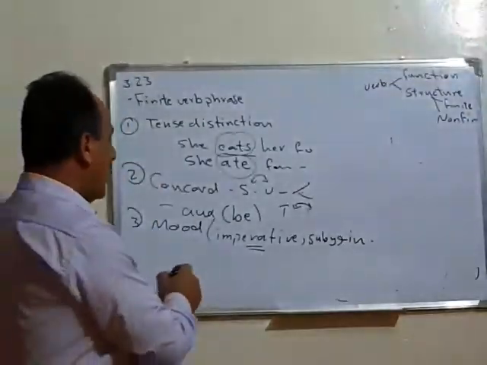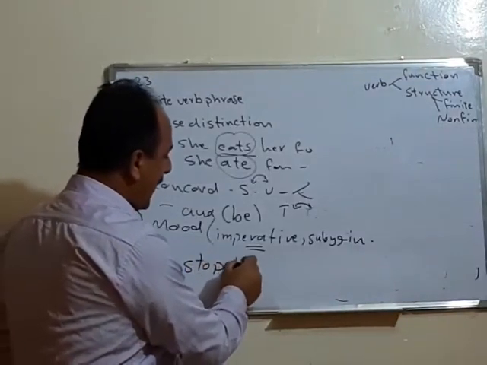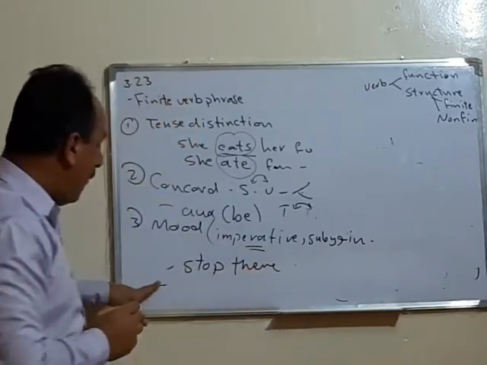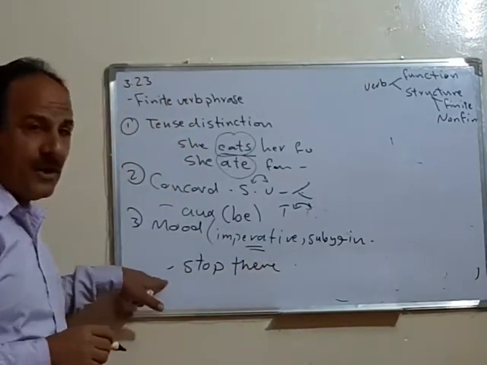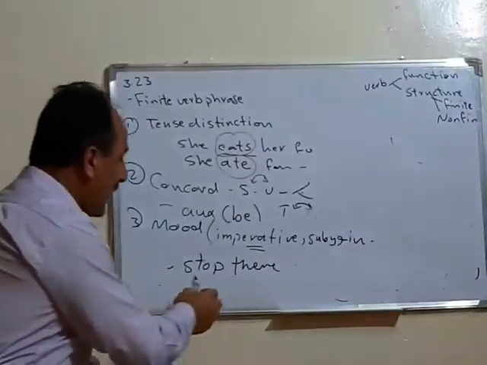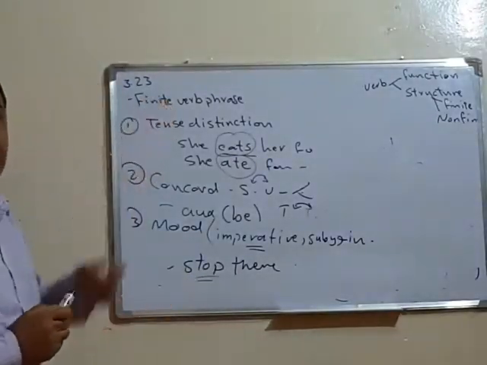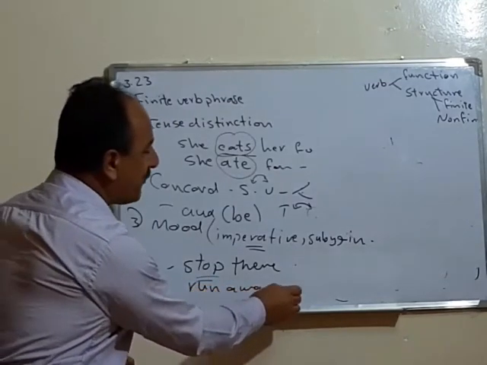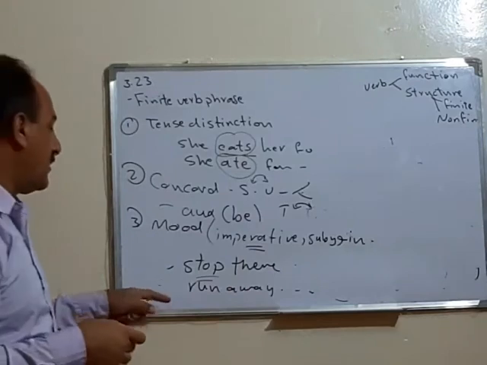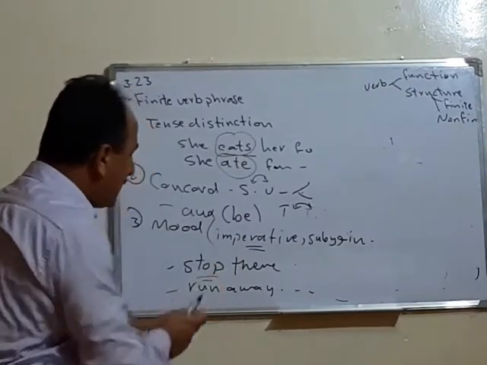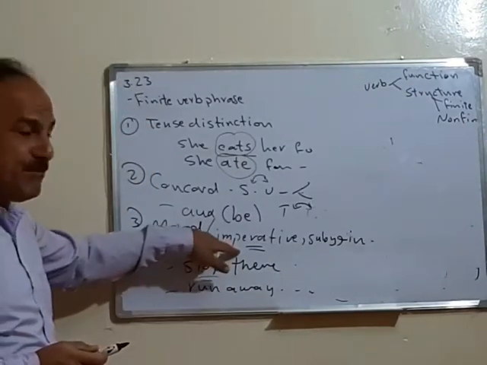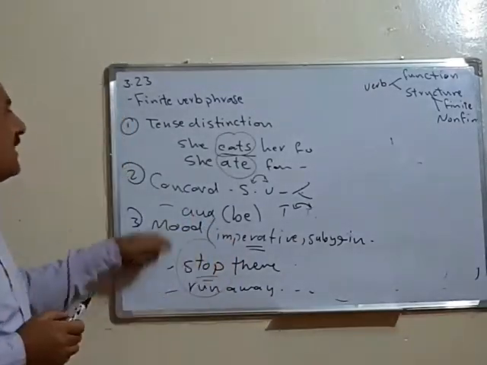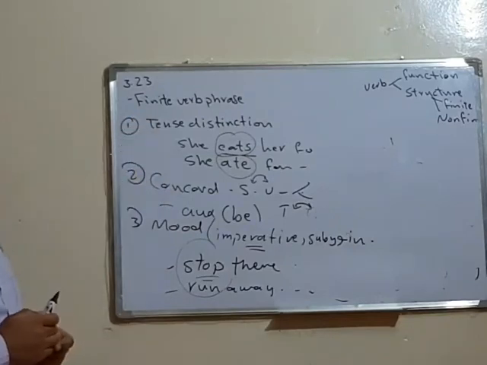For example, to say stop, stop there. See, if we can form the sentence or the verb in the case of imperative, then this one is a finite verb. Or to say run, run away, Peter, Michael, or you. See, since we put it in the case of imperative order or command, then this verb is what we call a finite verb.